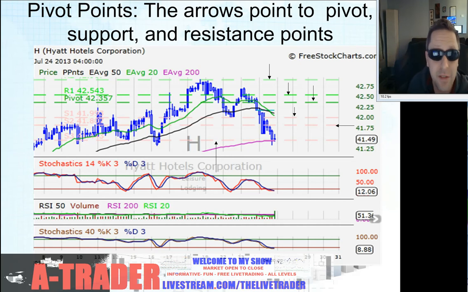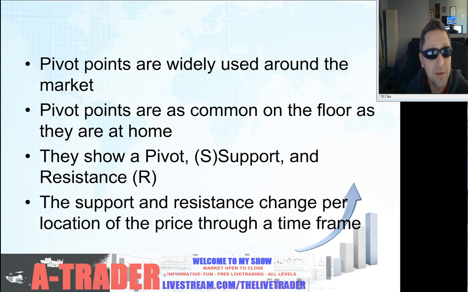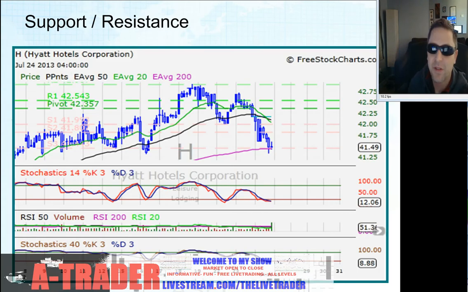If you've never seen a pivot point before, these arrows point to what a pivot point is. Pivot points are widely used around the market. Once again, they're as common on the floor as they are at home. They show a pivot, a support, and a resistance level. The support and resistance change per location of the price through a time frame. And I'll explain that to you.